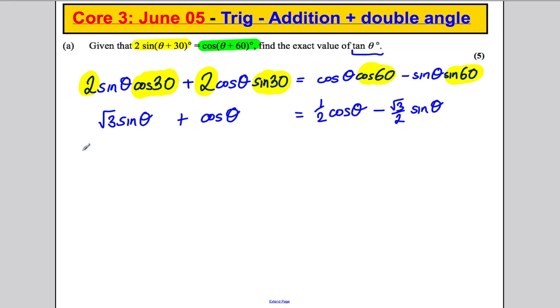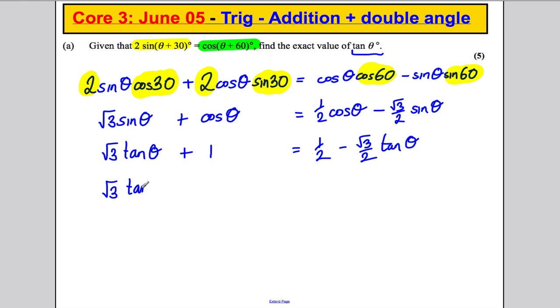So if we divide everything through by cos theta, what would we get? Well, we would get root 3 sine over cos, which is tan, plus cos over cos, which is 1, plus a half cos over cos, which is a half, subtract root 3 over 2 sine theta over cos theta, which is tan theta. Now what I can do is add root 3 over 2 tan theta to both sides and subtract 1. So I would get root 3 tan theta plus root 3 over 2 tan theta is equal to a half subtract 1.